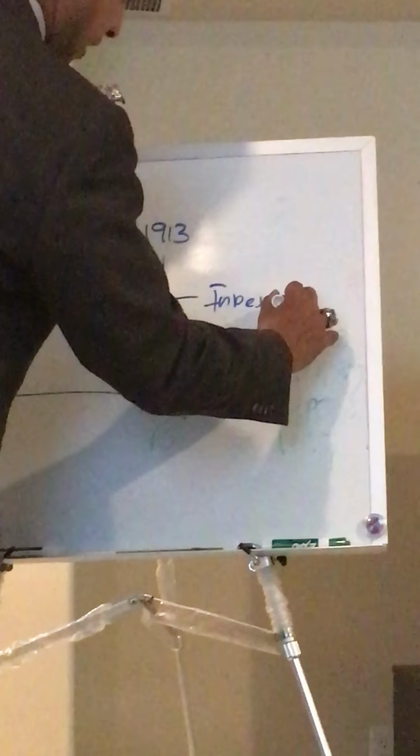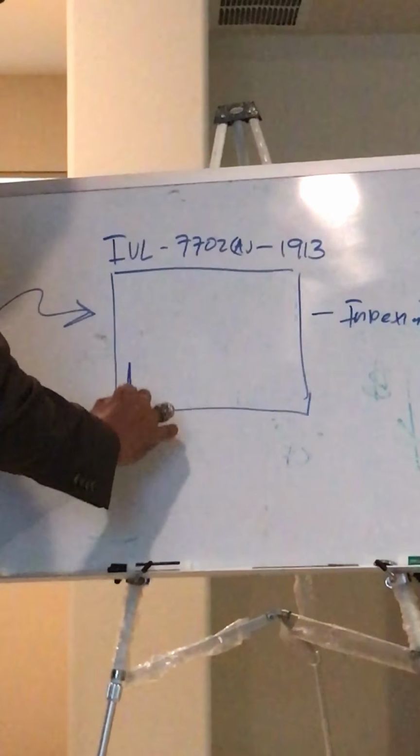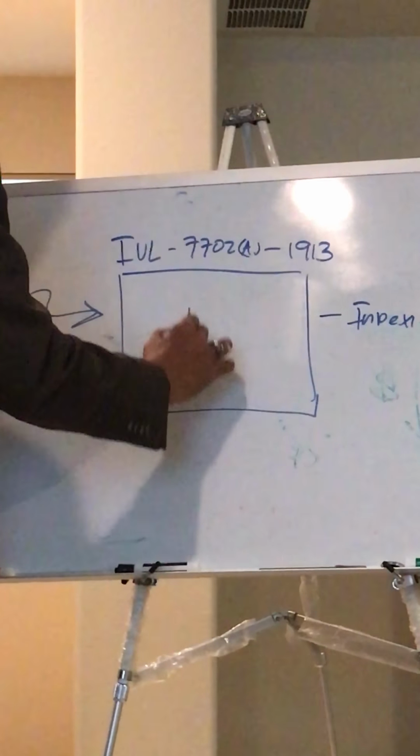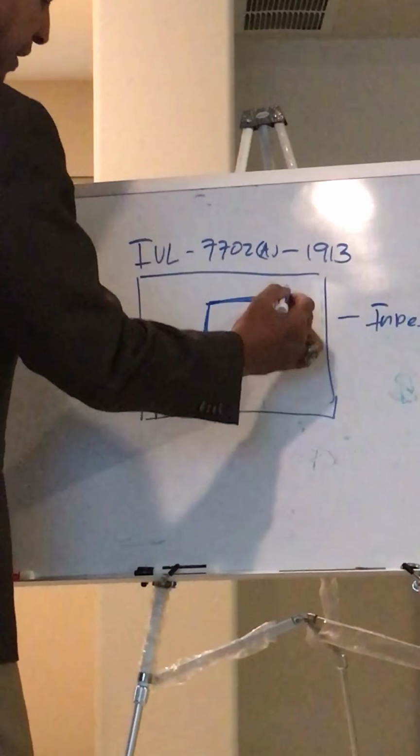And what happens every time the stock market goes up here? The stock market goes up, the money goes up. When the stock market goes down, the money locks and stays the same. Stock market goes up again, the money goes up. Stock market goes down, the money locks and stays the same.